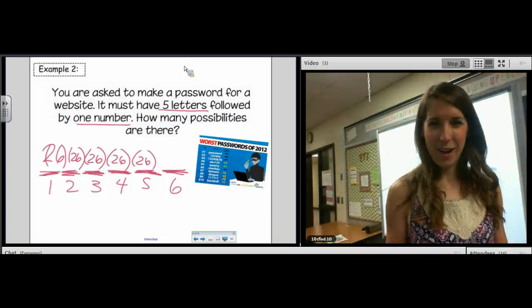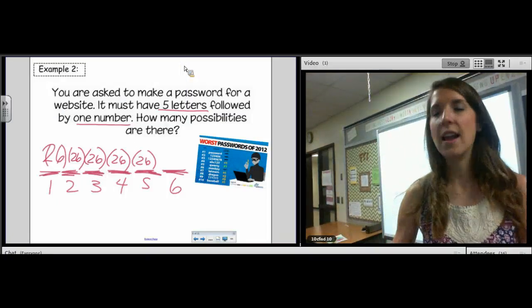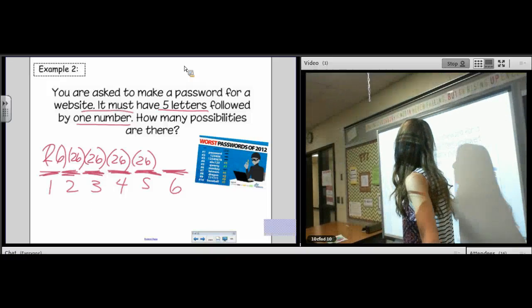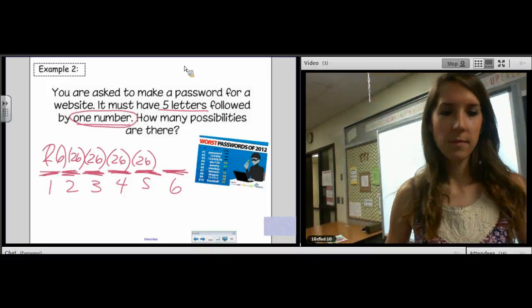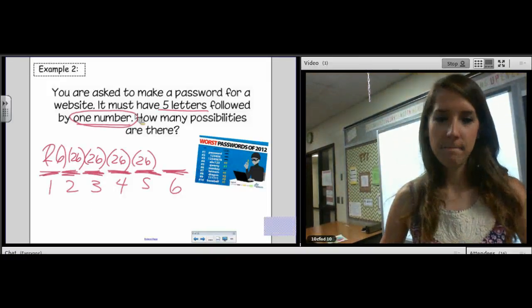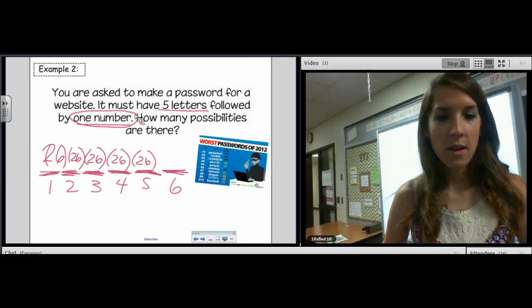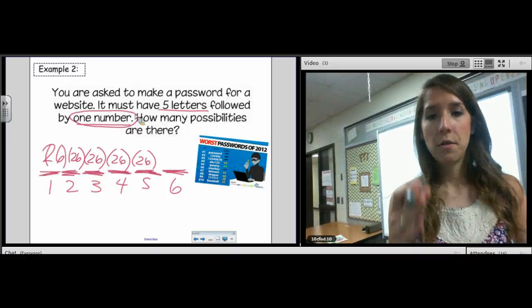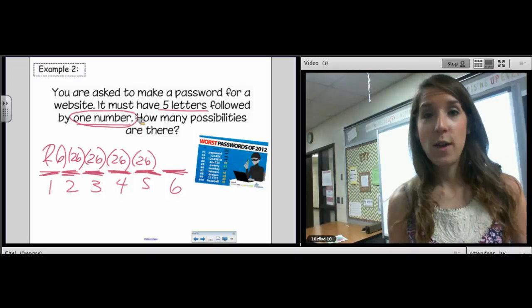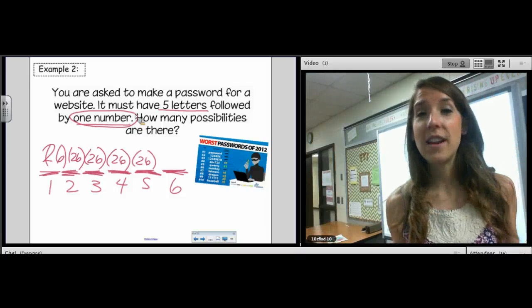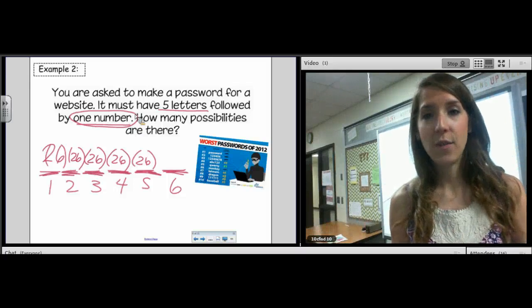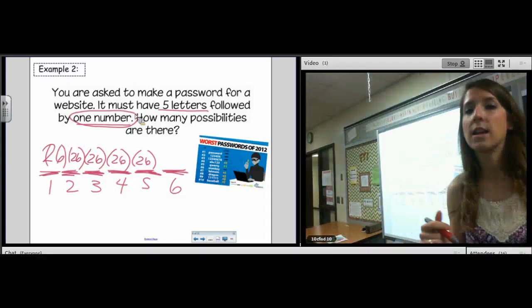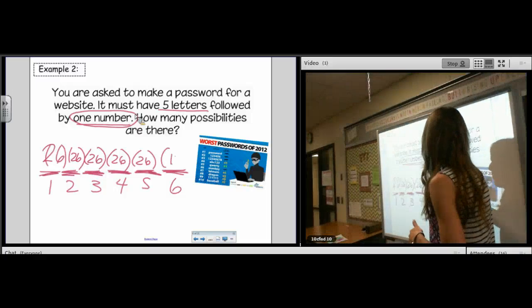So how many choices are there for that 6th slot? It needs to be a number. 10, very good. So there are numbers 0 through 9. If you count 0, 1, 2, 3, 4, 5, 6, 7, 8, 9, there are 10 different options. 0 through 9 is 10 numbers.